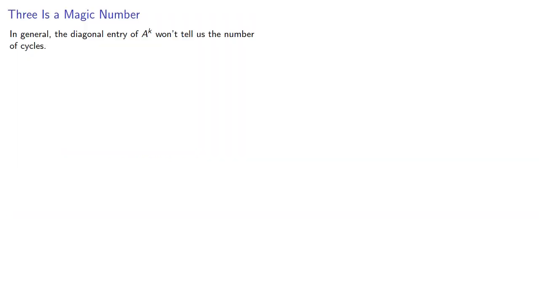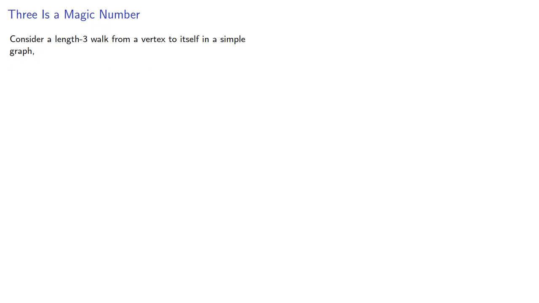In general, the diagonal entry of A^k won't tell us the number of cycles. There's one exception for simple graphs. Consider a length 3 walk from a vertex to itself in a simple graph. We're going to go from vertex V1 to V2 to V3 back to V1. Since the graph is simple, no edge connects a vertex to itself, so V1 is not V2, V2 is not V3, and V3 is not V1, so the vertices are distinct.